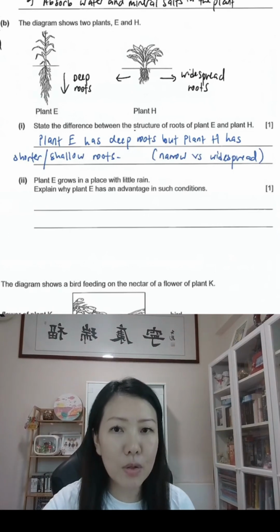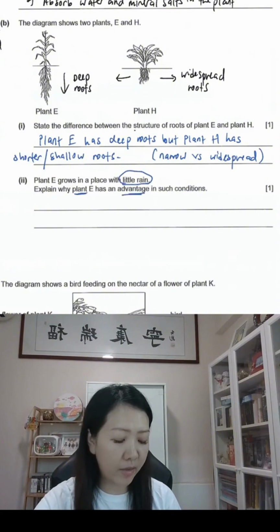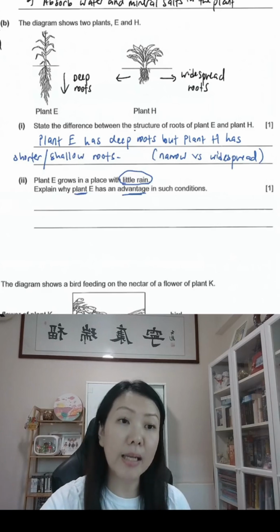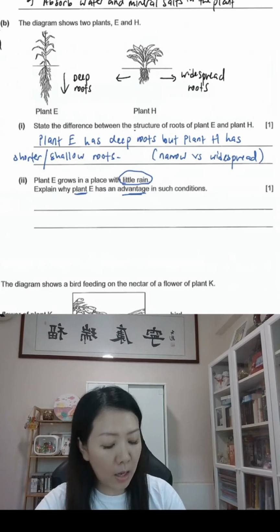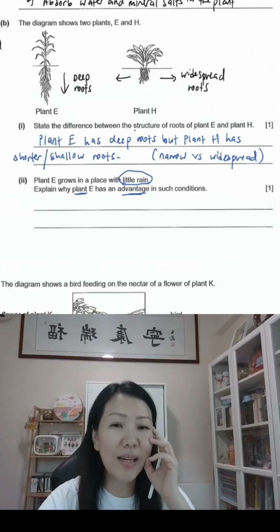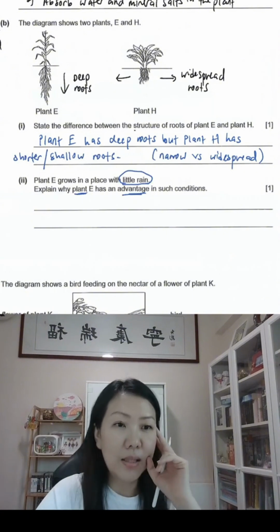Right, next one, number 2. It grows in a place with little rain. So why would plant E have an advantage in such a condition? This one is somewhat like an adaptation question. Long and deep, that's a very good one also. Yes, definitely. So why would this be an advantage? What kind of habitat has very little rain? Which habitat are you thinking of? Anybody? Under adaptation? Desert.